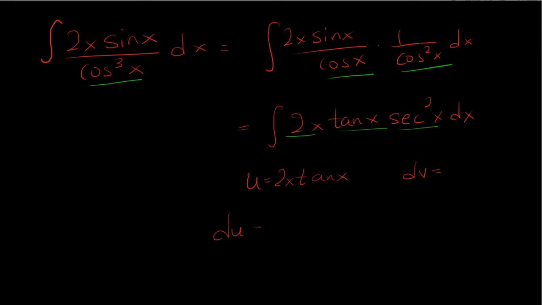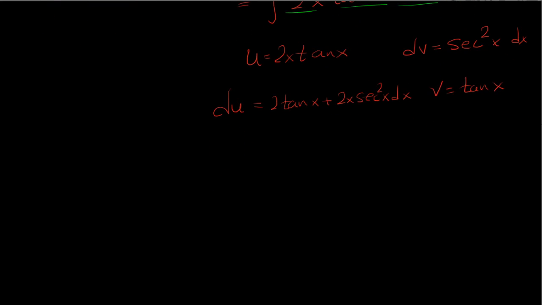So du would be 2 tangent x plus 2x times secant squared. So dv is the remaining, which is secant squared. And then the antiderivative is just tangent x. So now we multiply u and v, so we get 2x tangent squared minus integral v du.